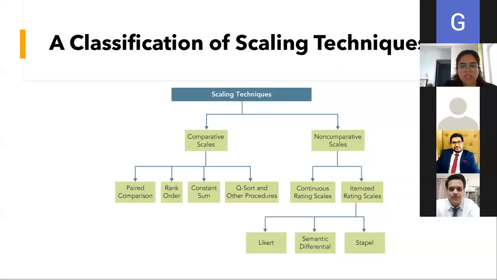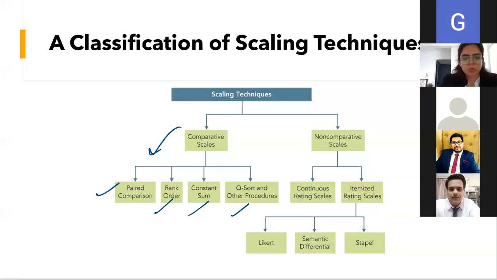Okay, so classification of scaling techniques. There are two different types of scaling techniques: one is comparative scales and one is non-comparative scales. Understand that with comparative scales, there's direct comparison involved. And there are four different types of scales under comparative scales: paired comparison, rank order, constant sum, and Q sort.